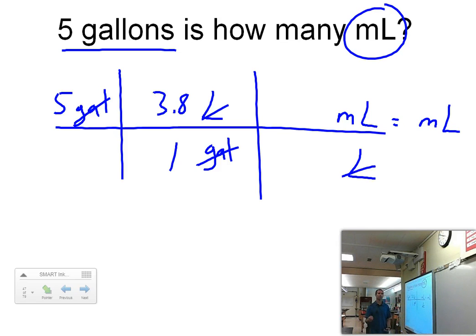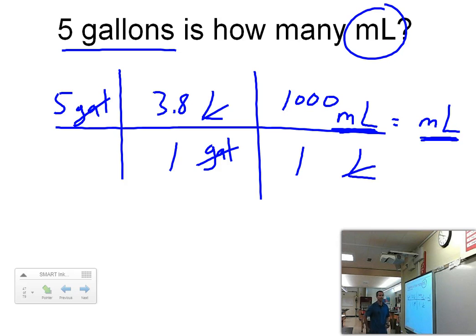Do I know a conversion that allows me to go between milliliters and liters? And the answer is yes. 1 liter is, of course, 1,000 milliliters. Now, if I've done this correctly, this unit right here at the end will always match this unit right here. And it does. We've got milliliters. I've plugged in the right numbers, assuming in the right place.